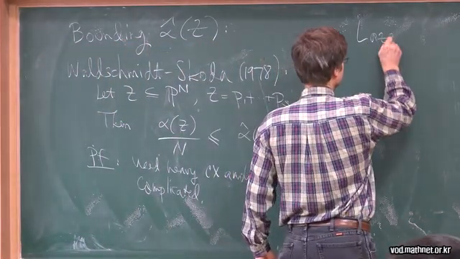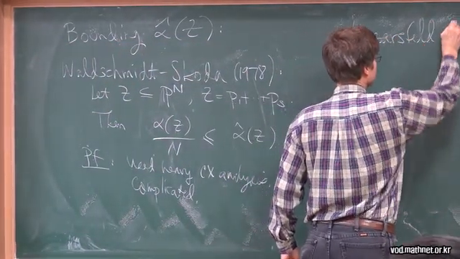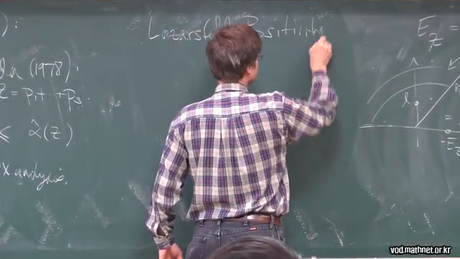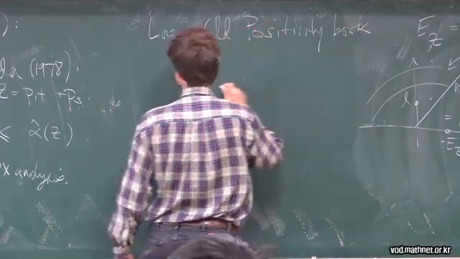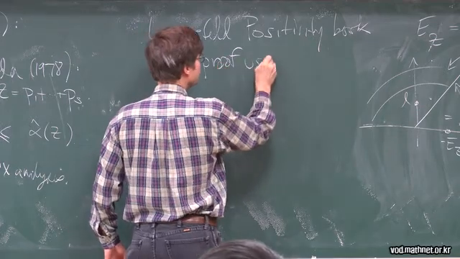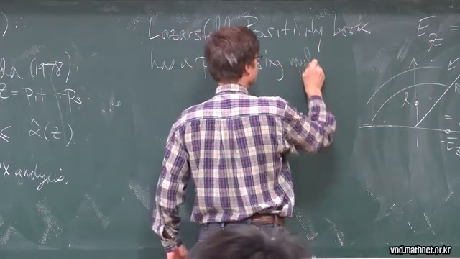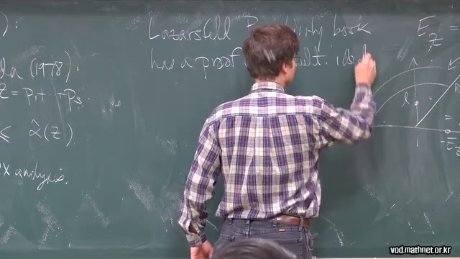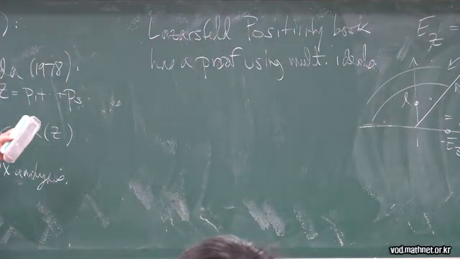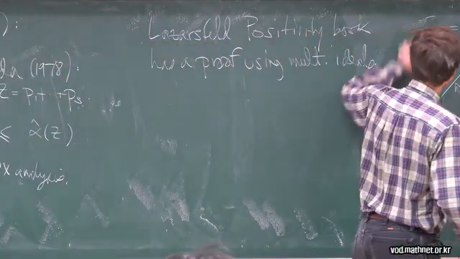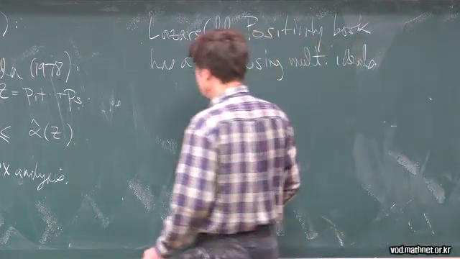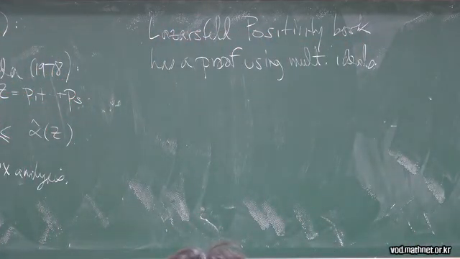In fact, Lazarsfeld's Positivity book has a proof using multiplier ideals. And so you need a certain amount of background to understand the proof. The proof is not so easy, in my opinion, unless you know a lot about multiplier ideals.